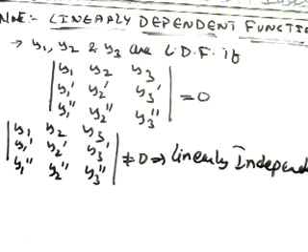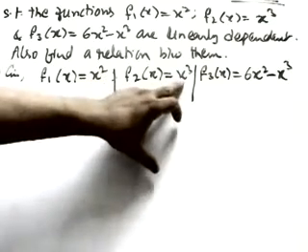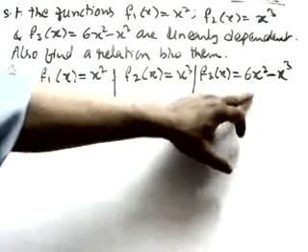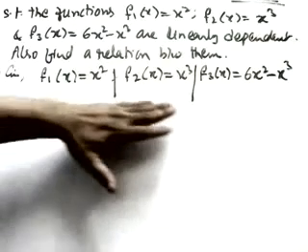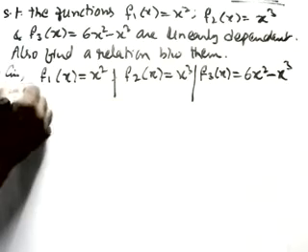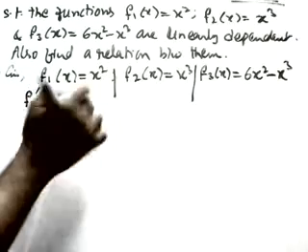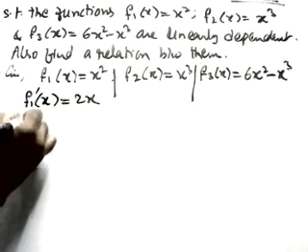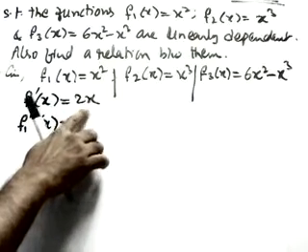So let me do a few questions based on this. Let me continue here. Show that the functions f1(x) = x², f2(x) = x³, f3(x) = 6x² − x³ are linearly dependent. Also find a relation between them. Let me see the relation afterwards. First we have to differentiate each function two times. Let me differentiate: f1'(x), we know d/dx of x² is 2x. Differentiate one more time, f1''(x).